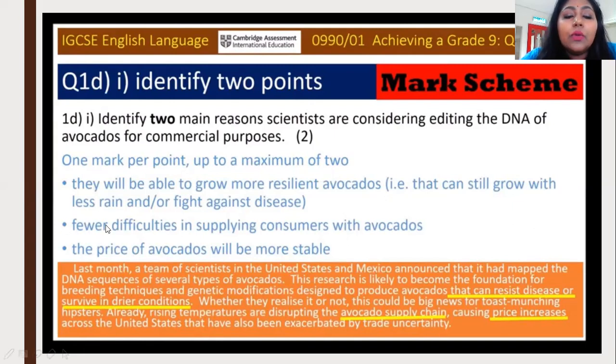And you can also mention fewer difficulties in supplying consumers with avocados. You talk about the avocado supply chain here, and then finally you mention that the price of avocados will be more stable, as you are mentioning price increases here. So this will definitely earn 2 marks for this question.